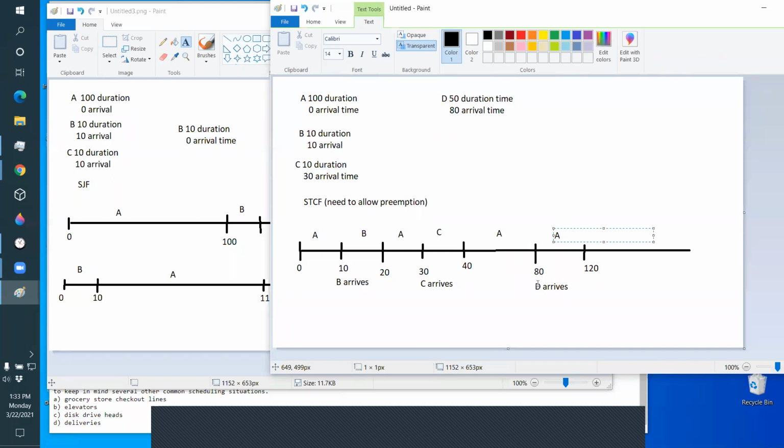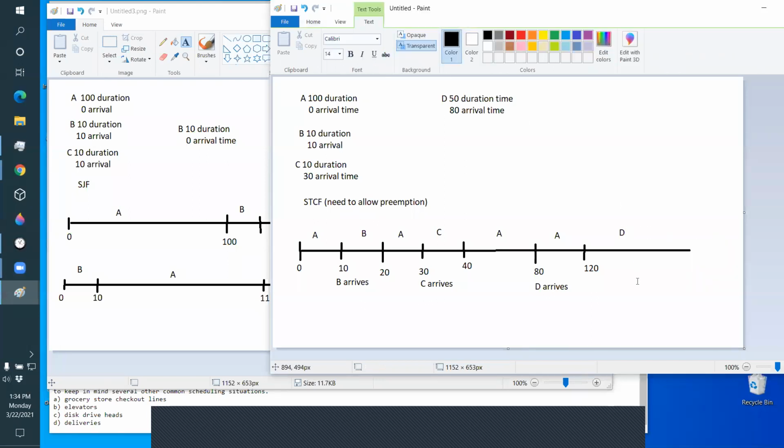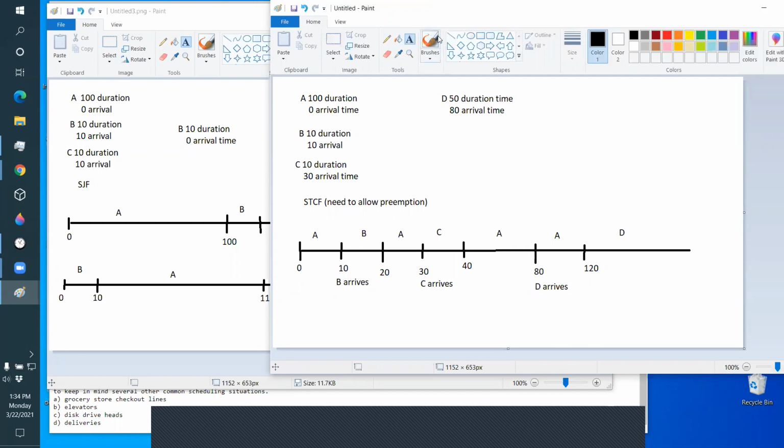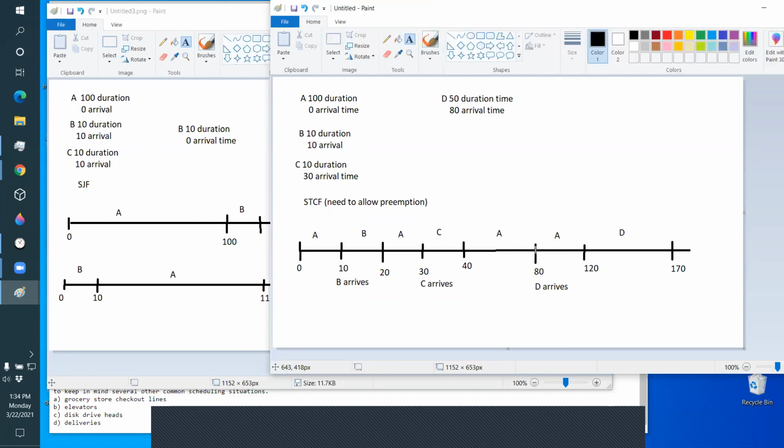At this point here, 80, we made a choice to stick with A because A had 40 units of time left. And then after A completes, we would run D. And D would run all the way out here till 170. The important thing here is that there still is a scheduling decision made. The scheduling decision is somebody arrived, so we have to decide who should be running now.